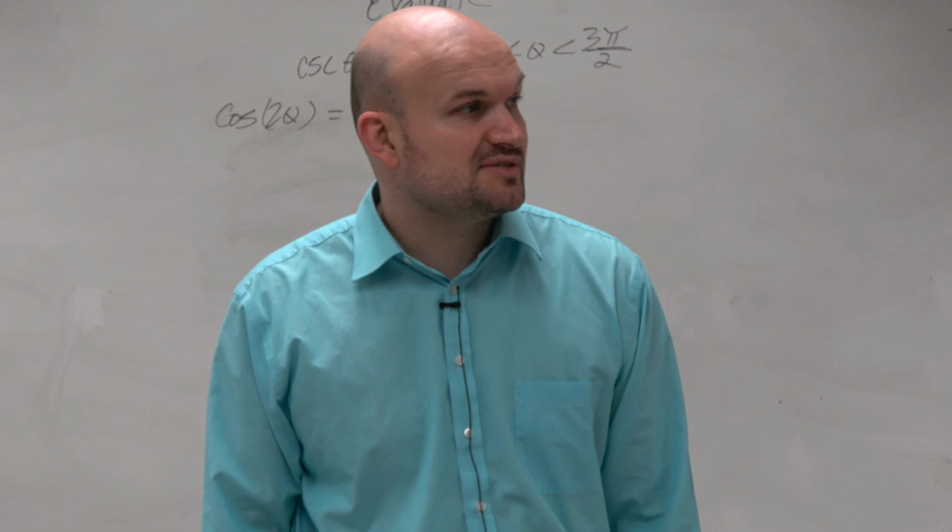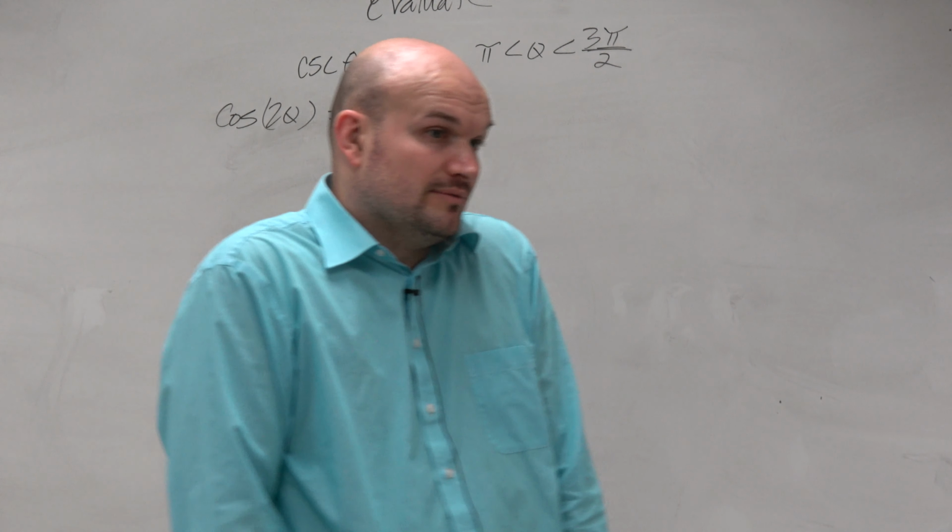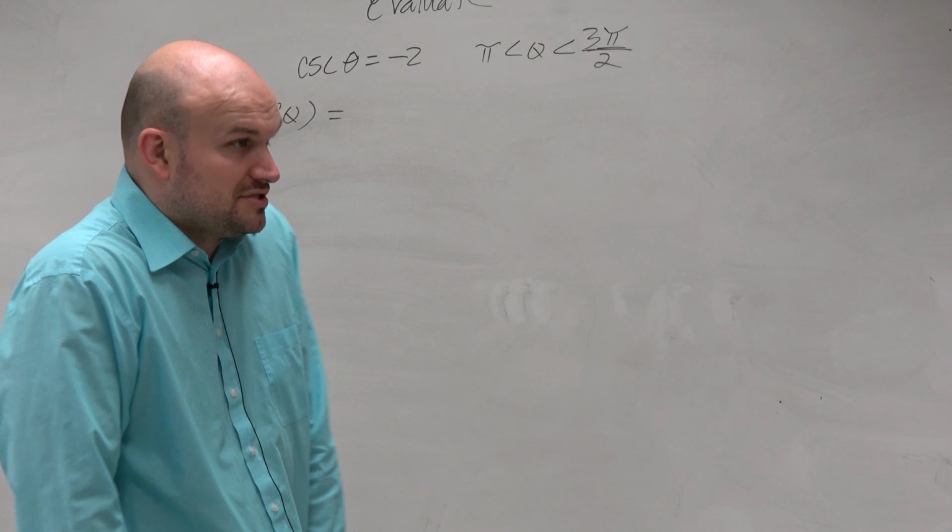Now, previously we did these problems looking at angles, right? Now we don't have an angle. We don't have some angle to plug into the formula. We know what the formula is, and we have multiple formulas here. Let's just use the first one, cosine squared of theta minus sine squared of theta. But if we're going to evaluate this, guys, we need to know what theta is, and we don't know what theta is. We just know that the cosecant of theta is equal to -2.